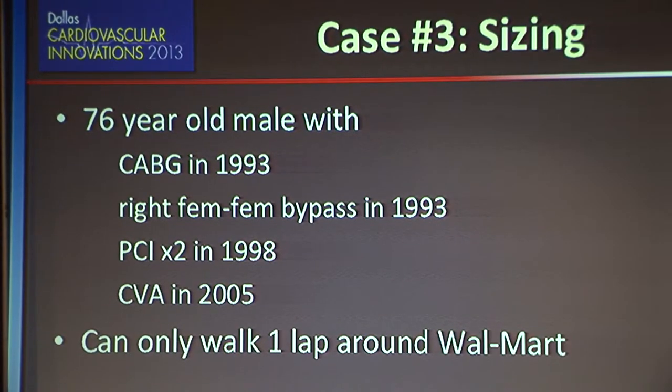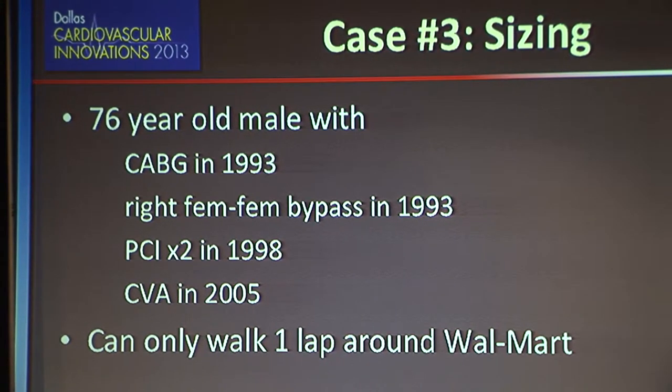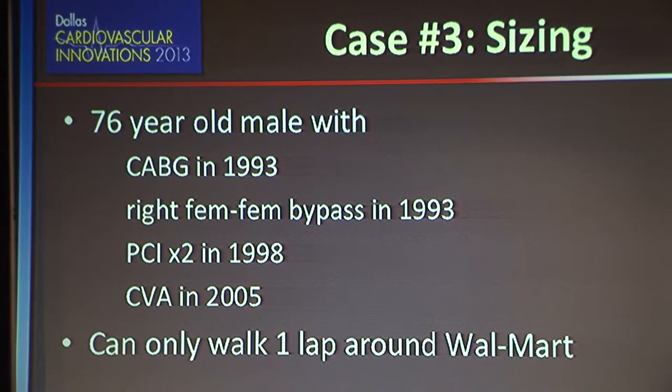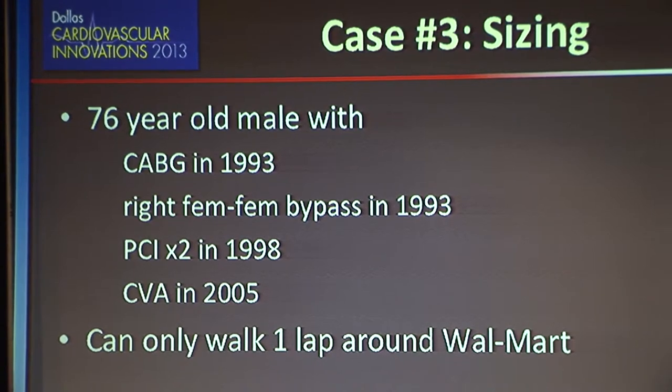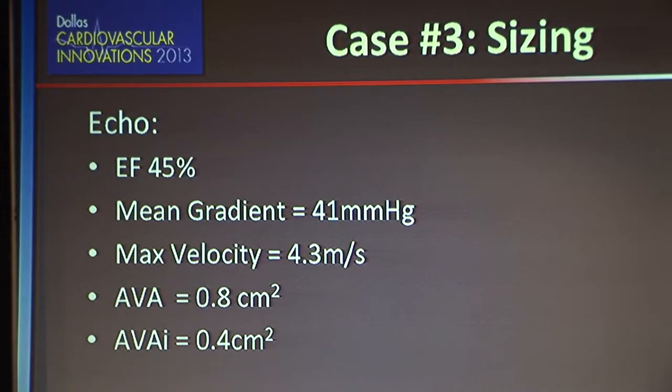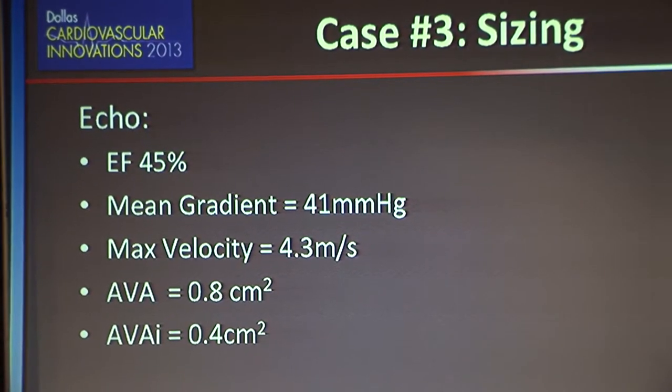So now we're going to move to a case, go through the pictures. A 76-year-old male is a vasculopath, had bypass surgery, had peripheral arterial disease, had stents, had a stroke. Said he could only walk one lap around Walmart. Used to walk 4 or 5 laps, so not doing as well as he used to. That's an echo that shows severe AS.